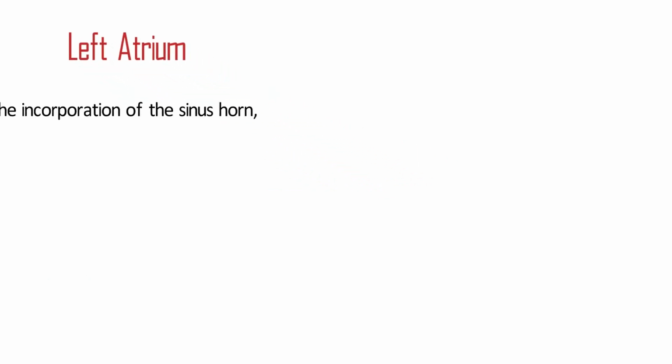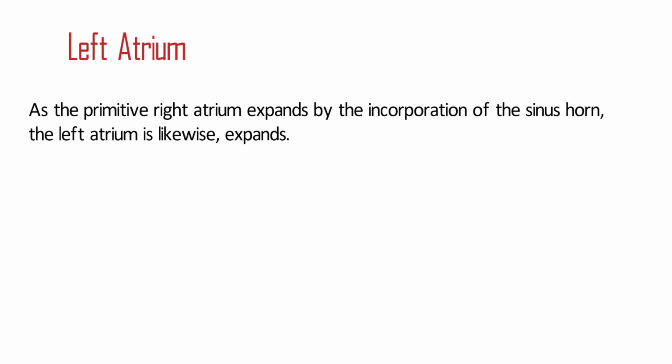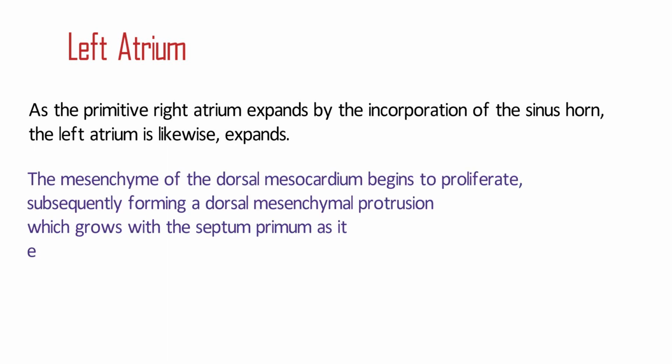So, as the primitive right atrium expands by the incorporation of the sinus horn, the primitive left atrium likewise expands. Its process of expansion begins as the mesenchyme of the dorsal mesocardium begins to proliferate, thus forming a dorsal mesenchymal protrusion which grows with the septum primum as it extends towards the AV canal. Embedded in this dorsal mesenchymal protrusion is the root of the pulmonary veins. And at this stage that we see here, there is just the main stem that opens into the left atrium.